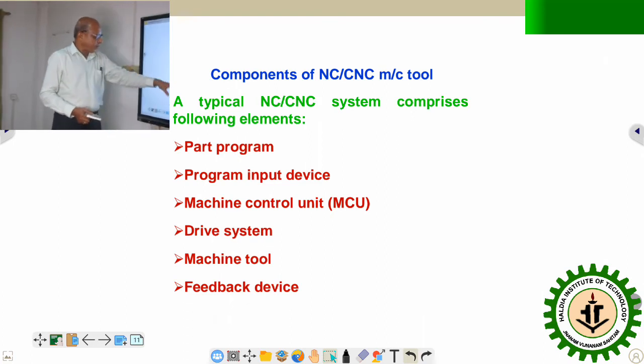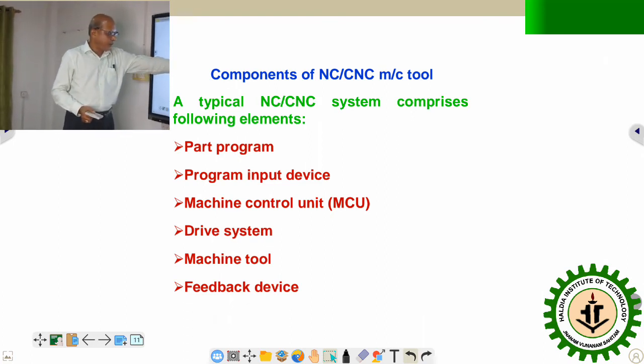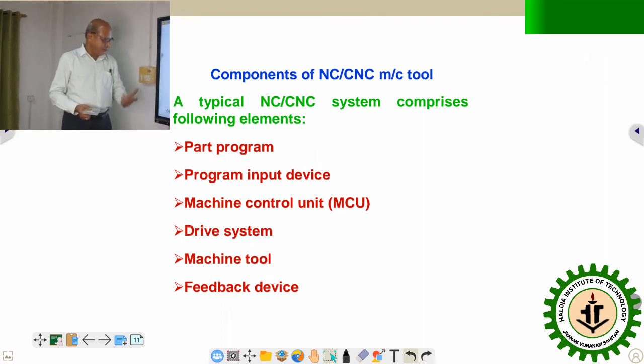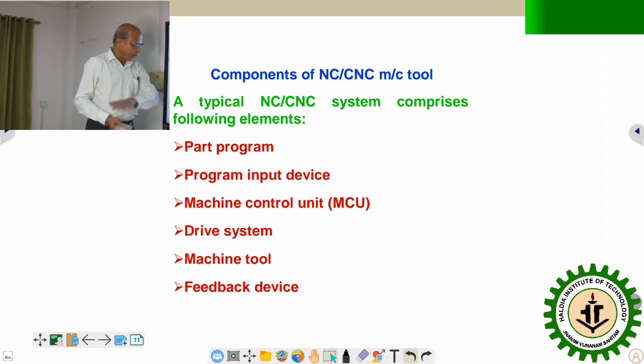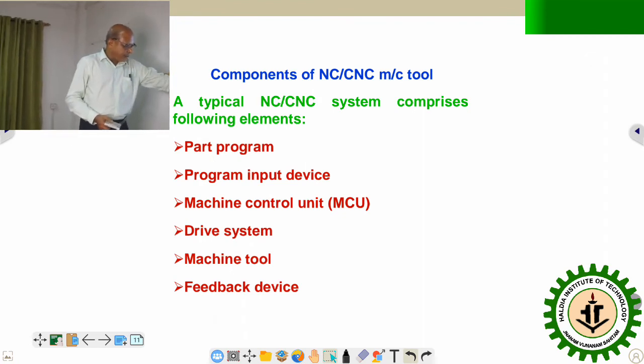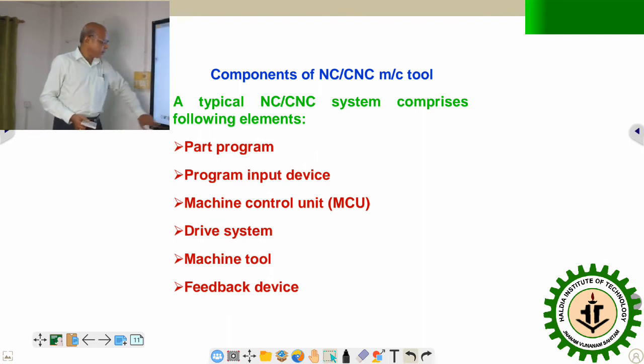Have a glimpse of the major components. One part program is definitely required. One program input device, which we have discussed in the last lecture in detail. Machine control unit we have already discussed. Drive systems, machine tool, and feedback devices.